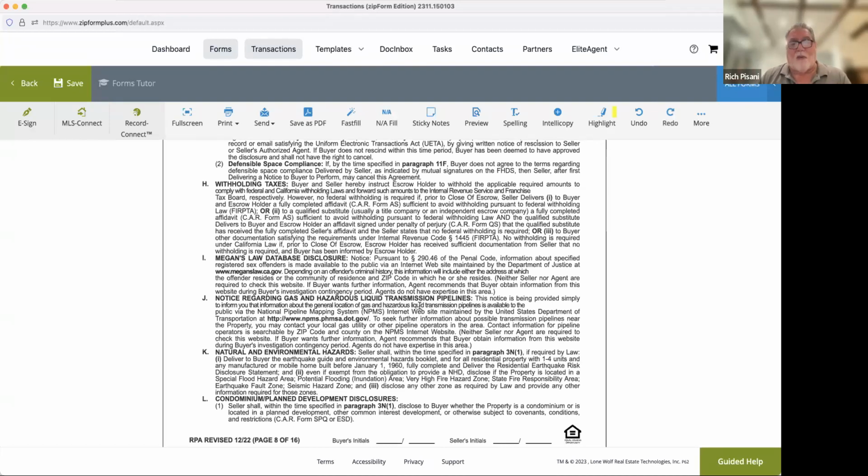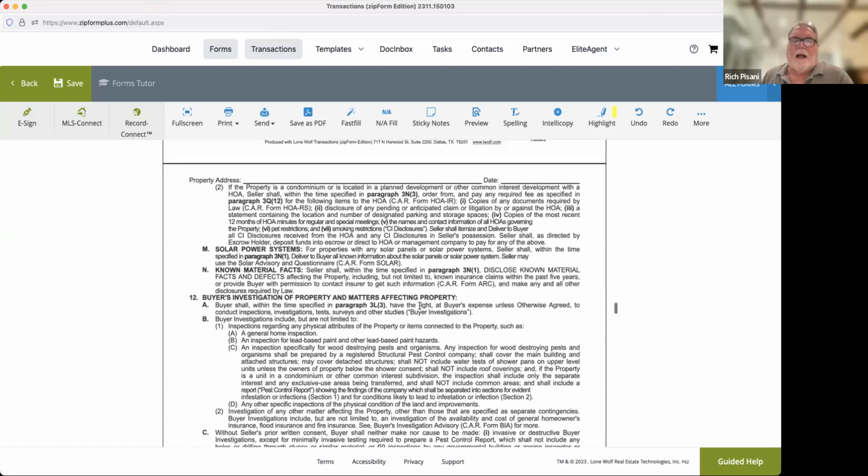Megan's Law, this is where sex offenders, they can look up by the address, see where they live. It's a scary thing, you'd be surprised. Notice regarding gas, the pipelines that exploded about 10 years ago up in Carpinteria, I believe it was. So there is a website to find out where the pipelines are. And then natural and environmental hazards. That's what your NHD report is for. Any questions on this page?